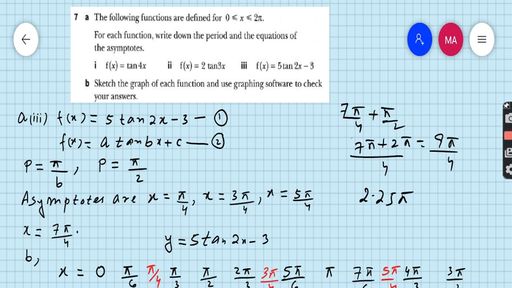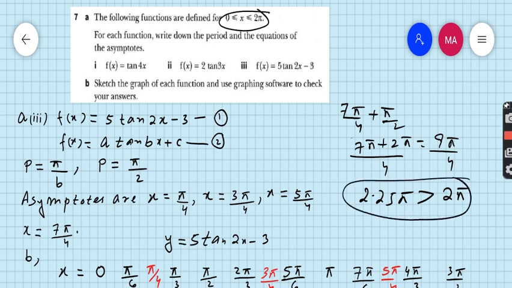This is 100% an asymptote, because if you put this value 2.25 pi in the given equation, you will definitely get undefined. But we will not include this asymptote and the next asymptote because our domain is from 0 to 2 pi, and 2.25 pi is greater than 2 pi. So this is beyond our domain. Therefore, we will stop at x is equal to 7 pi by 4 and will not include the next asymptote. Hope you understand the reason.